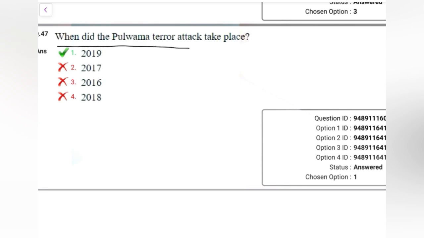When did the Pulwama terror attack take place? In 2019. The Pulwama attack took place on 14th February 2019. Forty Jawans of the Indian Central Reserve Police Force (CRPF) were killed in this attack. A convoy of vehicles carrying Indian security personnel on the Jammu-Srinagar National Highway was attacked by a vehicle-borne suicide bomber at Lethpora in Pulwama district of the erstwhile state of Jammu and Kashmir.